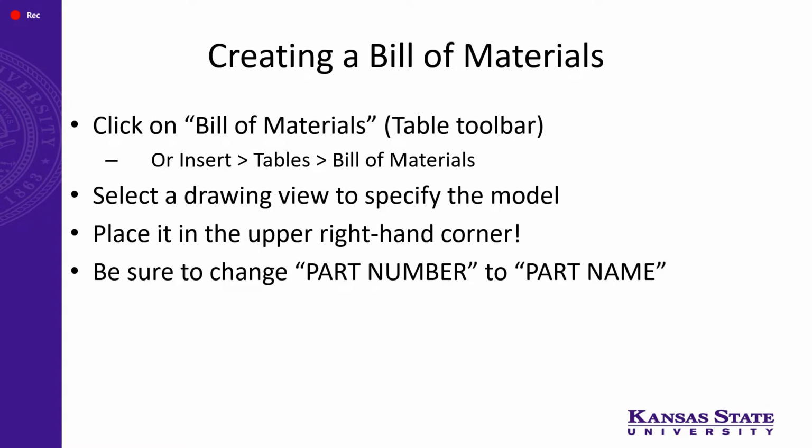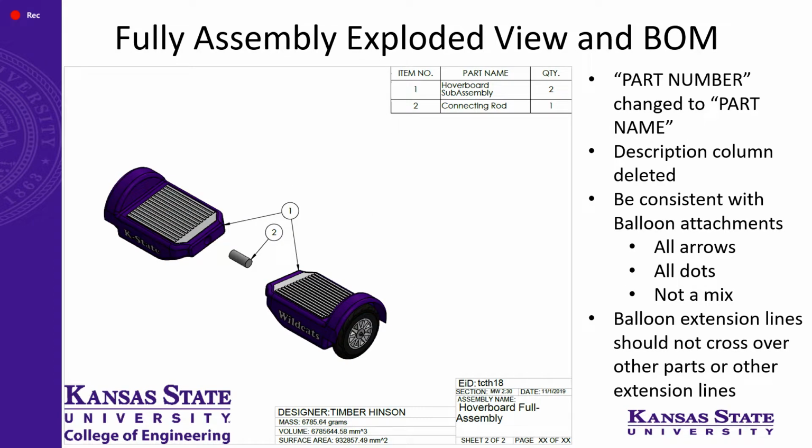Creating a bill of materials. So, you're going to click on Bill of Materials in the Table toolbar, or Insert, Tables, Bill of Materials, and then select a drawing view to specify the model. That's going to be your exploded view. And then place it in the upper right-hand corner, and then you need to change the part number tab to the part name. That's going to be up here.